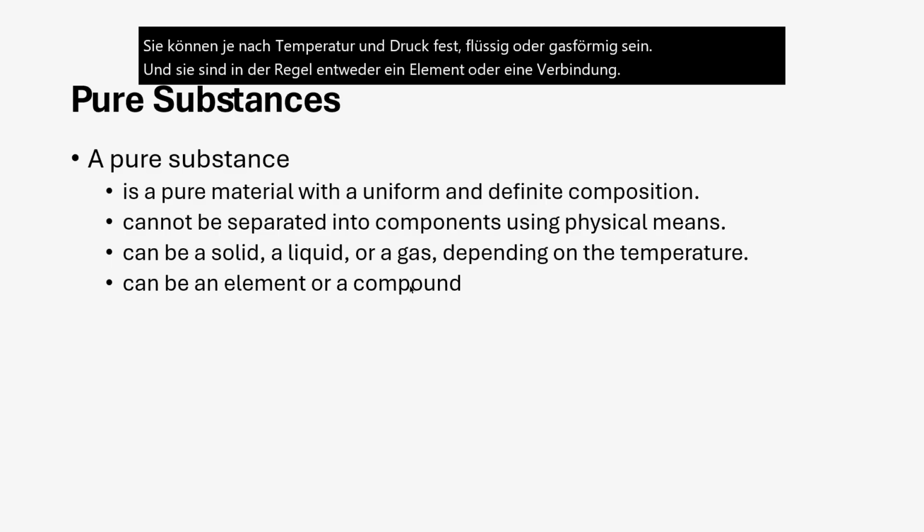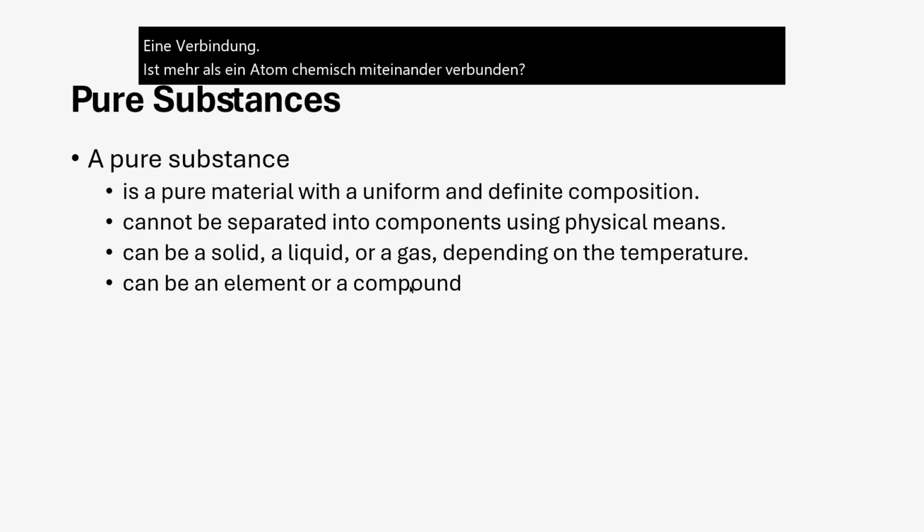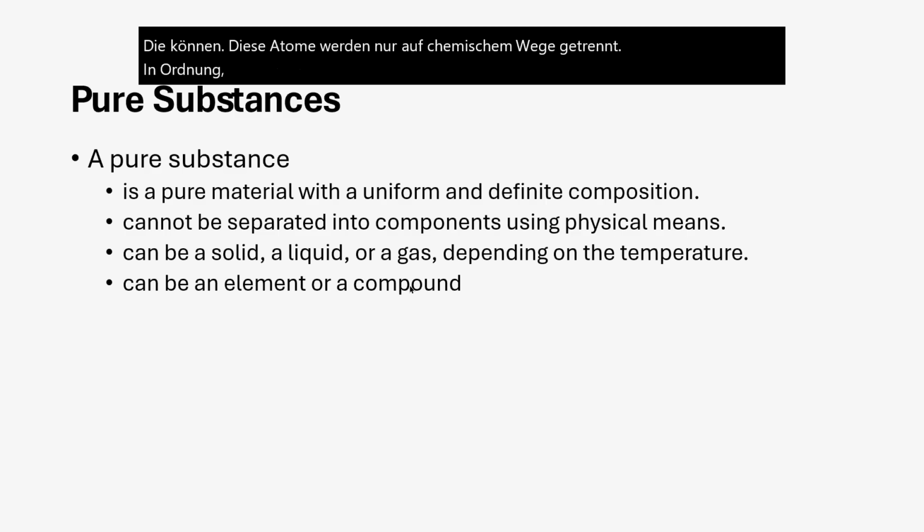Now, an element cannot be subdivided or separated because all the atoms are the same. A compound is more than one atom chemically bonded together. Those atoms are only separated by chemical means. But again, our definition says that a pure substance cannot be separated using physical means.